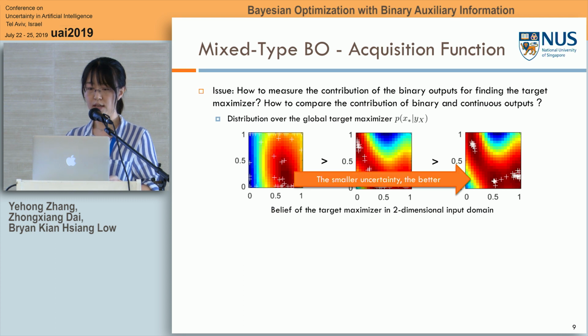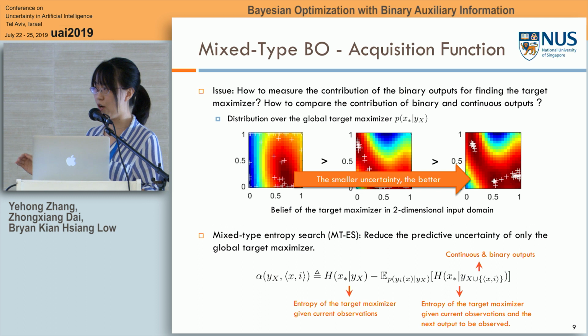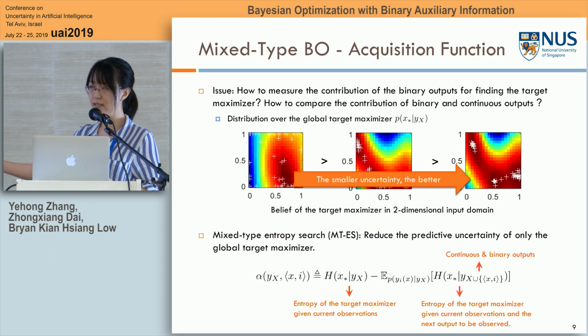Then we can write the optimization function like this, which is called the mixed type entropy search. Here, this acquisition function will compute the information gain of the target maximizer from the next observation, and the observation can be either continuous or binary. As you can see, it's quite similar to the entropy search for the conventional BO, and the only difference is that for the given part, the outputs for the observation can be both continuous and binary.